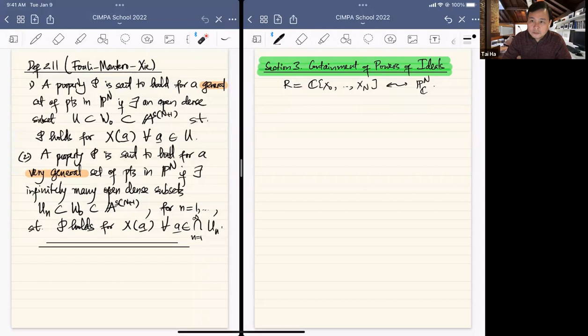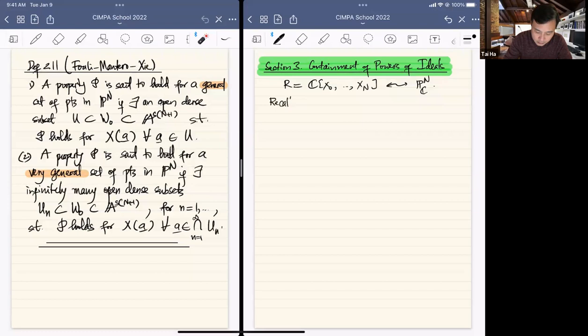Thank you so much. Today I'm going to move on to the next part of my lectures, where I'm going to talk about containments of powers of ideals. As before, I'm going to focus on the polynomial ring over the complex numbers, and this polynomial ring corresponds to the n-dimensional projective space. So particularly, it has n plus one variables.